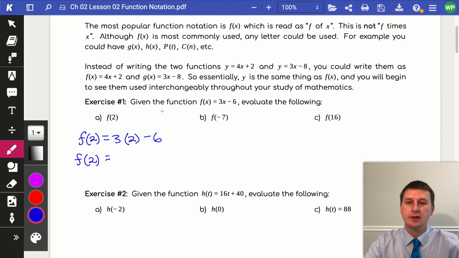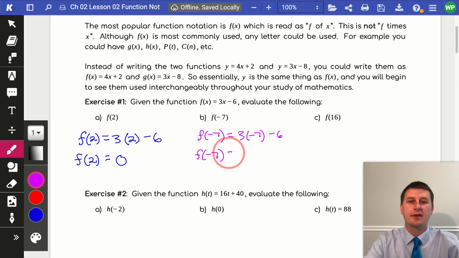So f of 2 is going to be 3 times 2 is 6, minus 6 is 0. So f of 2 is going to be equal to 0. Now we have f of negative 7. So again, wherever we see an x, we're going to substitute in a negative 7. So in this case, we're going to have 3 times negative 7 minus 6. If we simplify that, 3 times negative 7 is negative 21. Minus 6 is negative 27. So f of negative 7 is equal to negative 27.